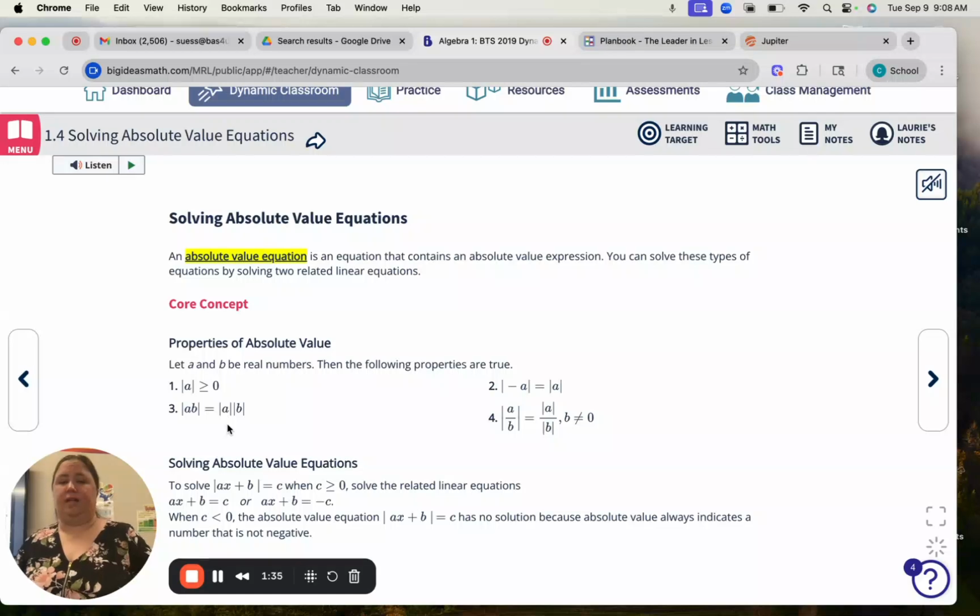For number 2, if I have a negative absolute value, I really just have the absolute value of whatever that number is. I really just have that as the whole number or a fraction. If I have A times B inside an absolute value, you could separate it and have the absolute value of A times the absolute value of B, and you would get the same answer. And the last one, if I have a division problem in the absolute value, I could separate those and take the absolute value of A and divide it by the absolute value of B, and you would still get the same answer as long as B doesn't equal 0.